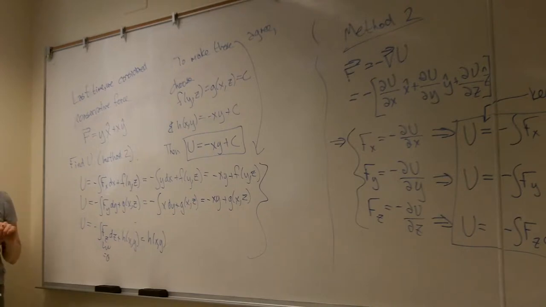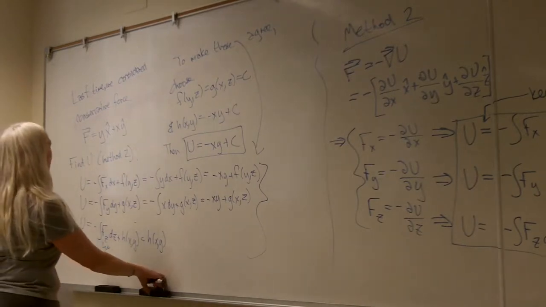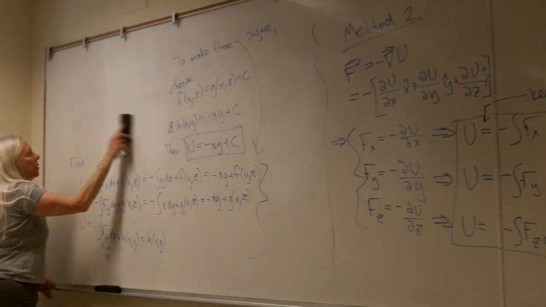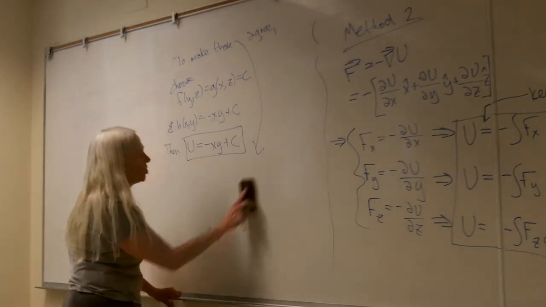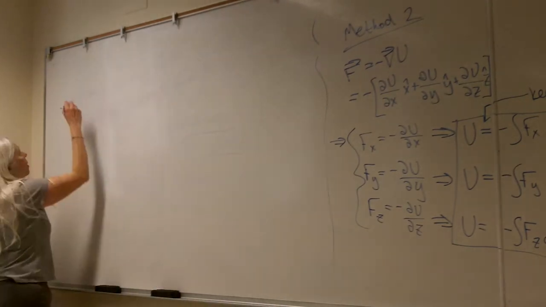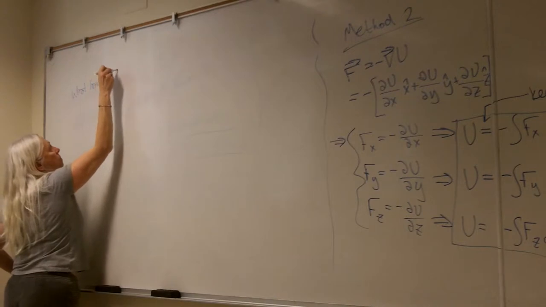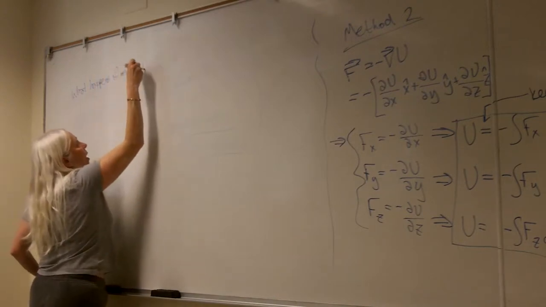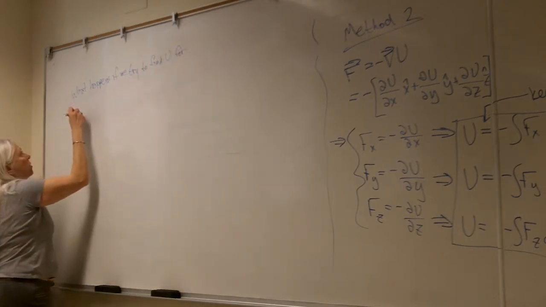But what if we forget to do that, or we're lazy, and we start trying to find a potential energy if our force is not conservative? What will happen? Let me illustrate with an example what will happen if we try to do that. This actually gets back to why I said I prefer method 2 instead of method 1. So what happens if we try to find a potential energy for a non-conservative force?